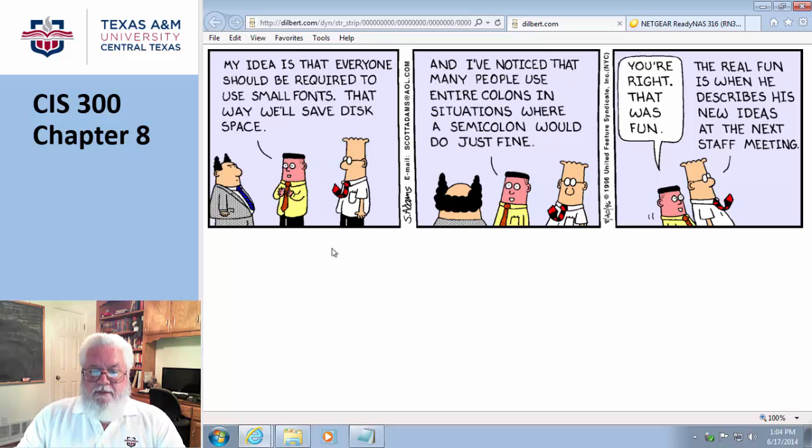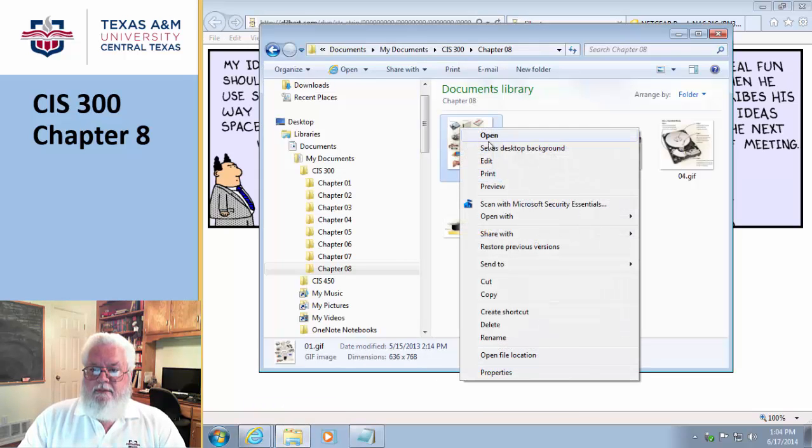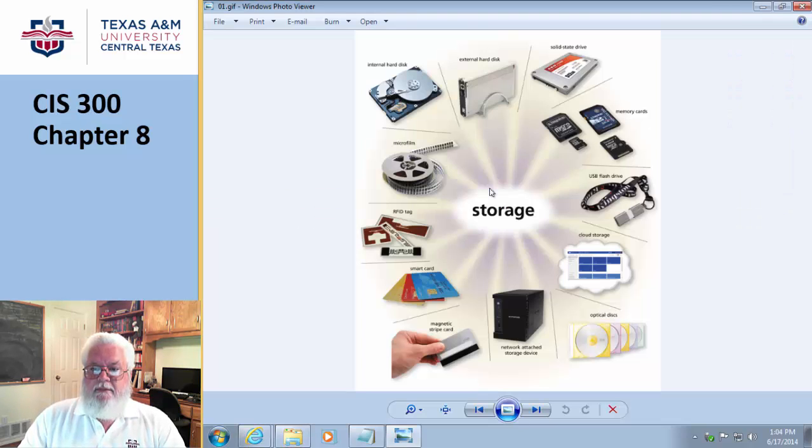Okay, so looking at all different kinds of things. So we're going to talk about internal hard drives. We're going to talk about external hard drives. We're going to talk about all these things.